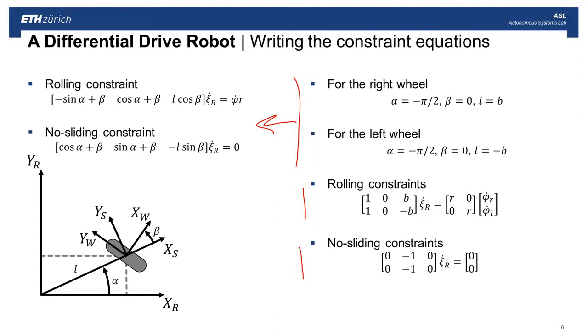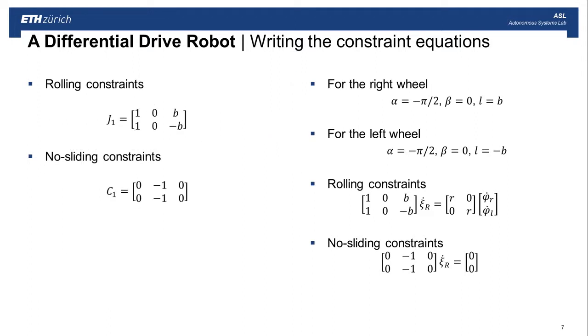Here I've actually left the B, the baseline of the robot, and the R, the wheel radius, as symbolic constants, and we'll just propagate those through the equations so you derive the general equation for any differential drive robot. So here on the left are the stacked matrices again, and recall that we call those for the rolling constraints J and for the no sliding constraints C.